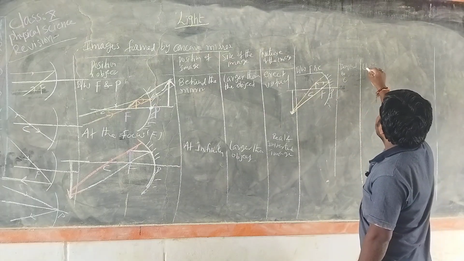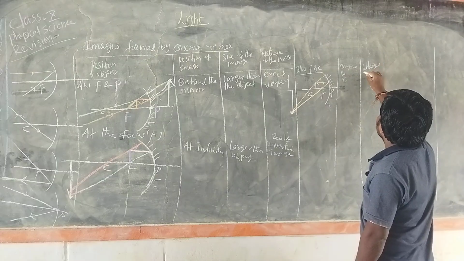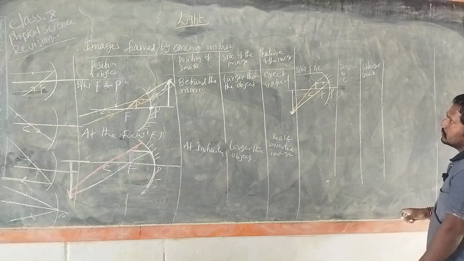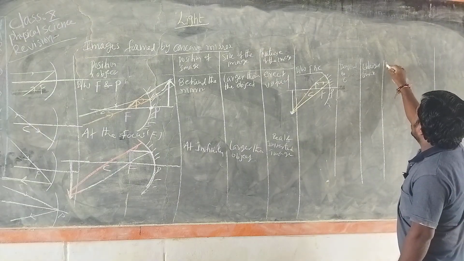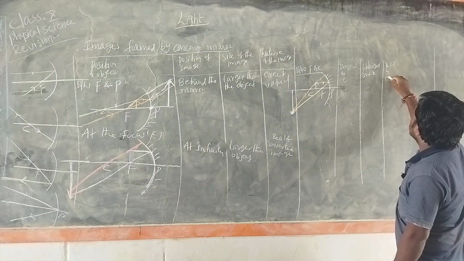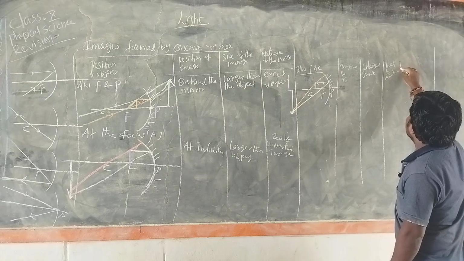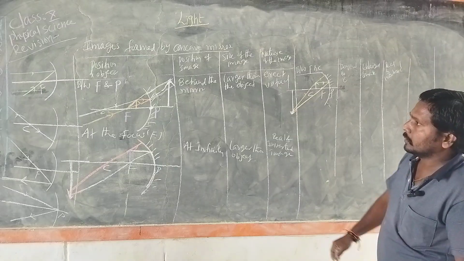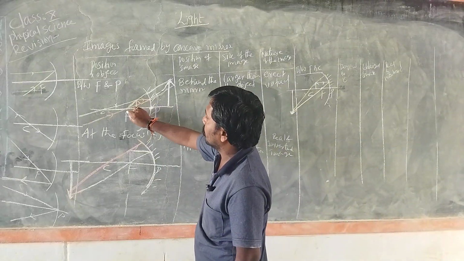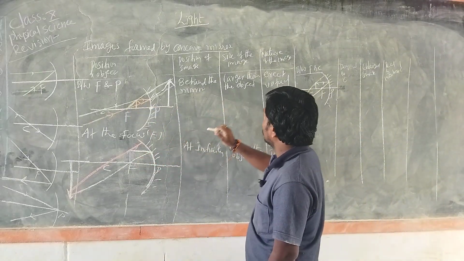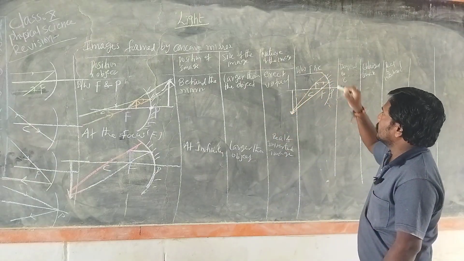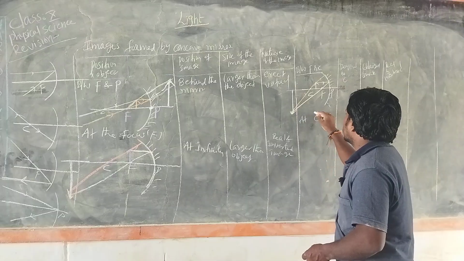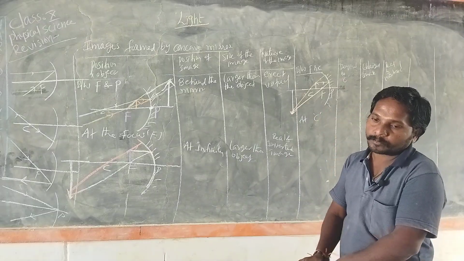Size of the image: enlarged image is formed. Nature: real and inverted image is formed. So first between the pole and the focus, second at the focus, next between focus and center of curvature C. Then now at C, at the center of curvature.